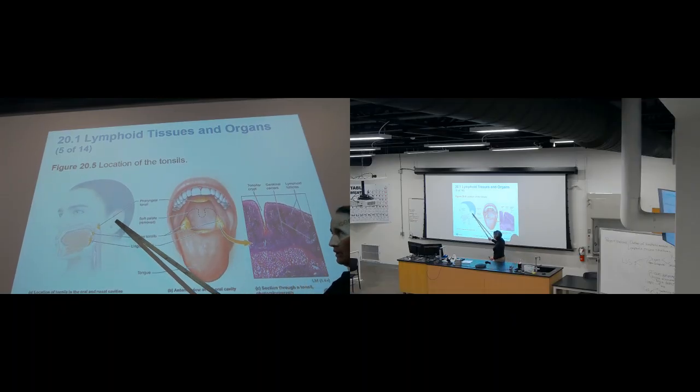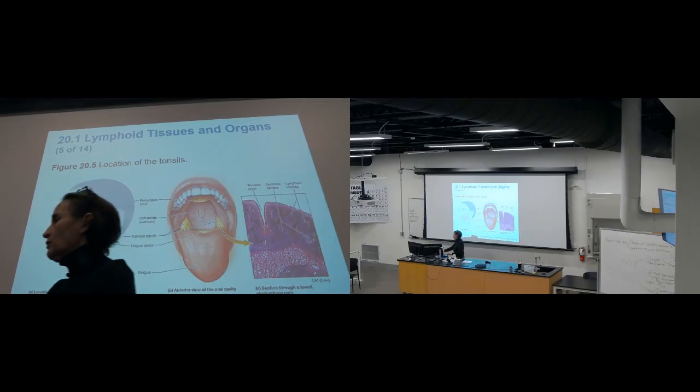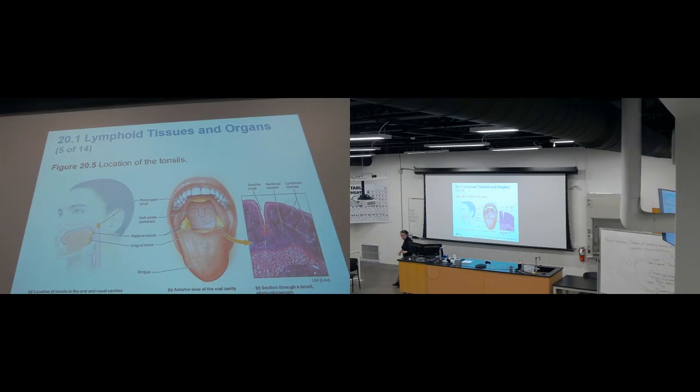We have other ones that are not labeled in here at the opening of the pharyngotympanic tube that basically communicates the middle ear to the pharynx. And all of these tonsils together form a kind of circle or a ring that is called Waldeyer's ring.